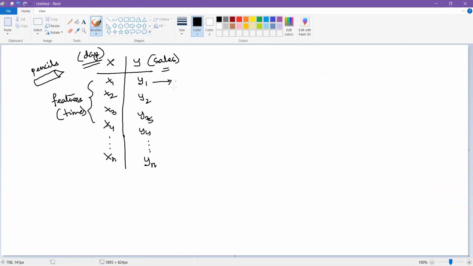Now I can say that this one or two or three that I have written over here, even this n, these are instances of time. At each instance of time, I have a value of y. So I can say at instance t1, I have a value y1. At instance t2, I have value y2. At t3, I have a value y3, and so on.